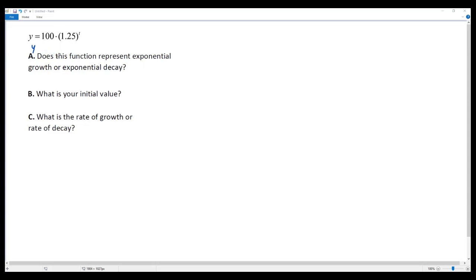Okay, the next part of the question, part C, is what is the rate of growth or rate of decay? For that, we have to write the value of b as either 1 minus r or 1 plus r. If the given function is exponential growth, then the value of b will be 1 plus r, that is, something will be added to 1. If it is exponential decay, then something will be subtracted from 1, that is, the value of b will be in the form of 1 minus r.